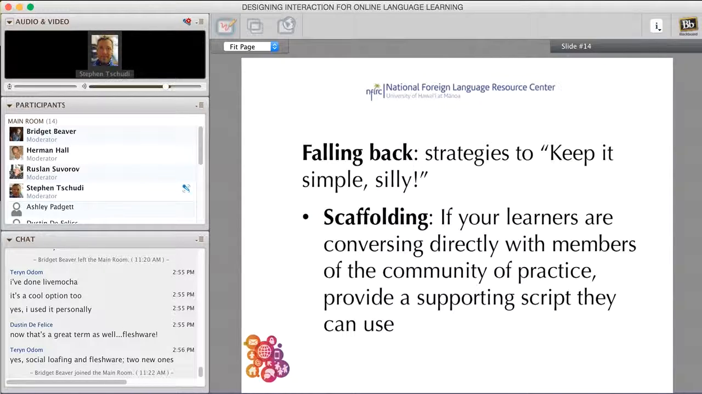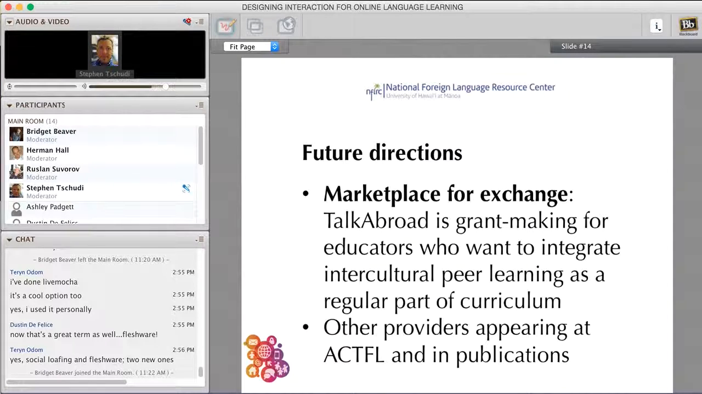All right. So in this general field, I see a direction emerging that is that there's a marketplace for this kind of learner to community of practice exchange. And one outfit that solicited me recently is Talk Abroad. I think I can briefly web tour you to their page. Just one moment.